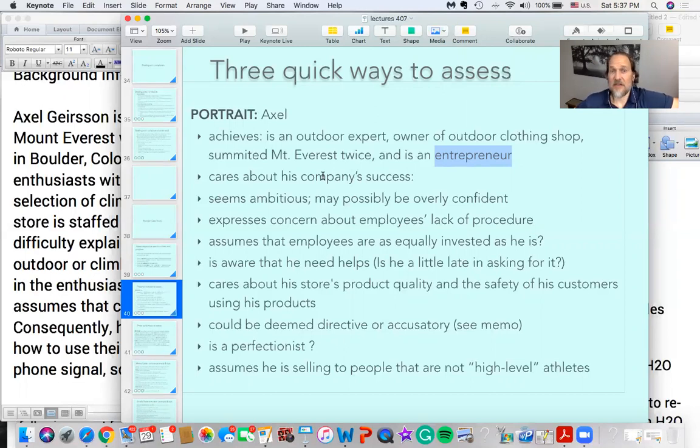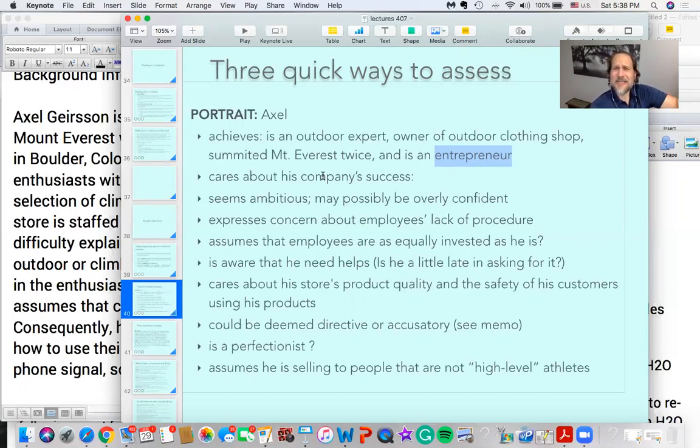All right, the other things: he is aware that he needs help. He's reaching out. Is it a bit late? I don't know. But is he caring for the store's product quality? Is he caring for the safety of his customers? Seems implied. It seems legit that he's concerned about his employees conveying the truth. He's also looking at, obviously, his customers. Sorry, I had a misstatement there. The safety of his customers, not the safety of his employees. Hopefully he's caring about his employees.